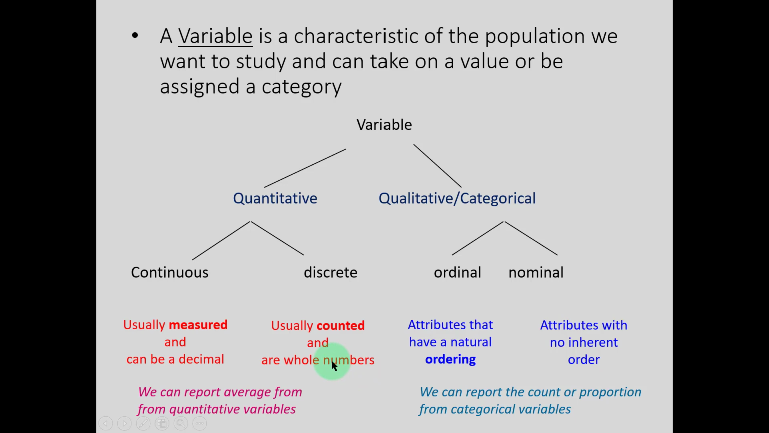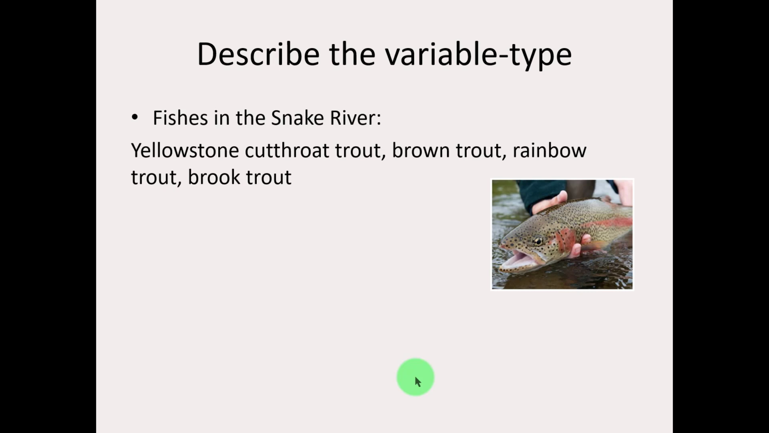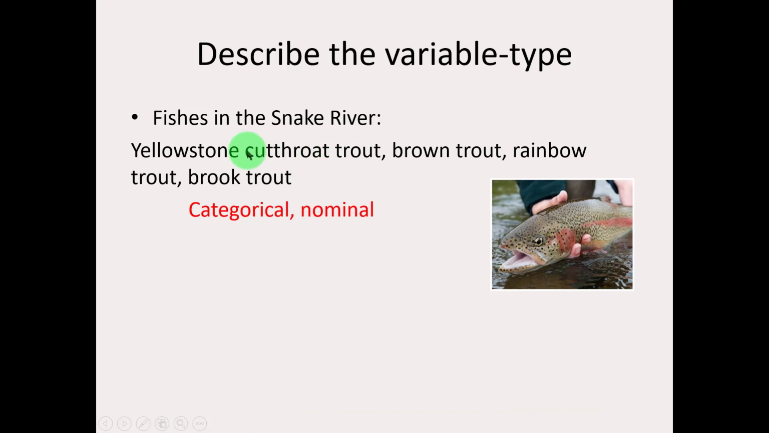Now we're going to spend some time looking at examples. I'm going to display here the variable, and then right below it are the values or the categories that compose that variable. All right, fishes in the Snake River. We've got different kinds of trout here. That appears to be categorical. Furthermore, there's no inherent order to these trout, and so this would be a nominal categorical variable.